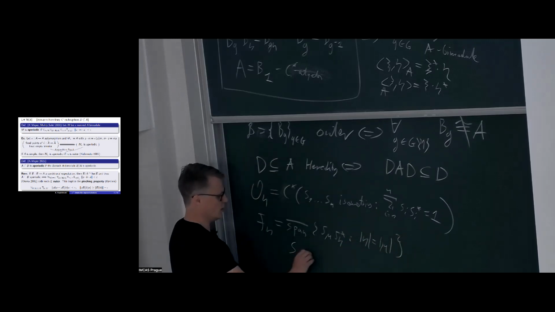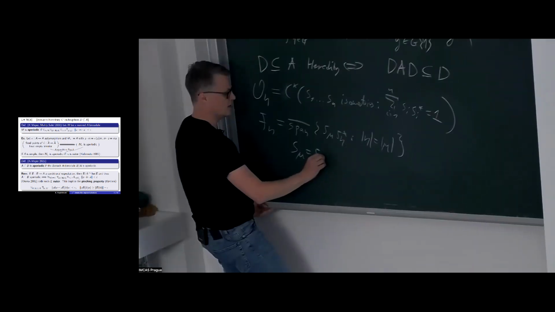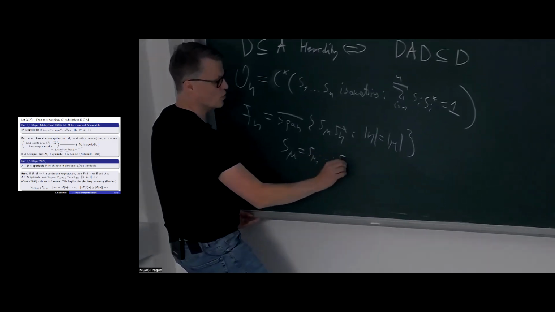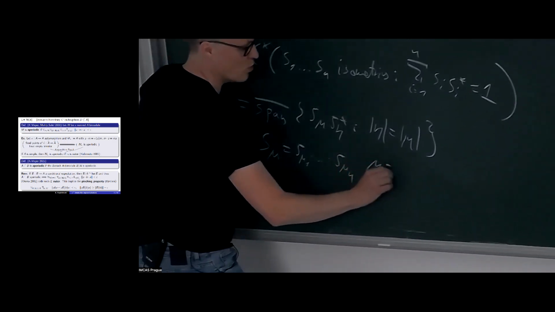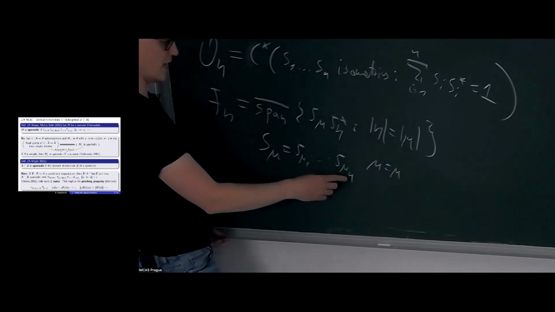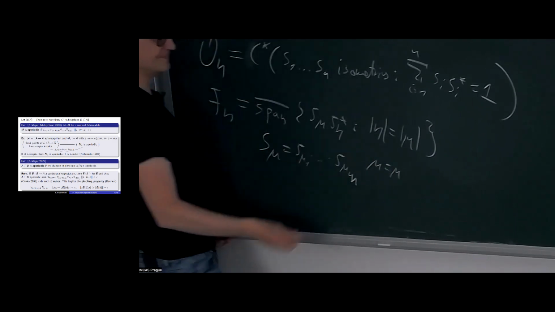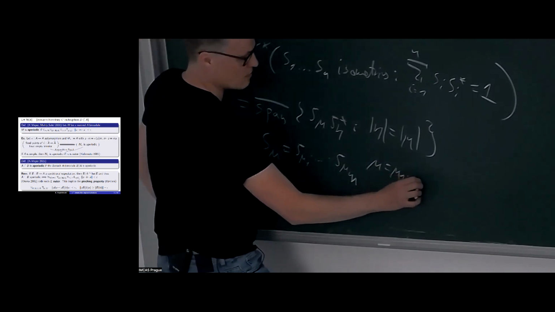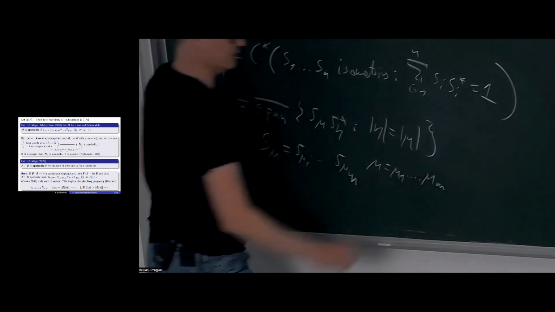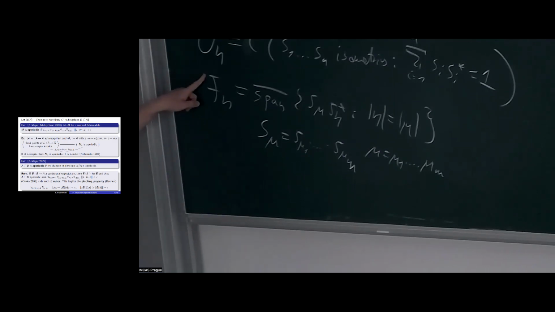So S_μ is just S_{μ1} times and so on up to S_{μn}, where μ is a word. Maybe I should not use n, since it's fixed. Maybe I should use m. μ1 and so on. And then this is a core.